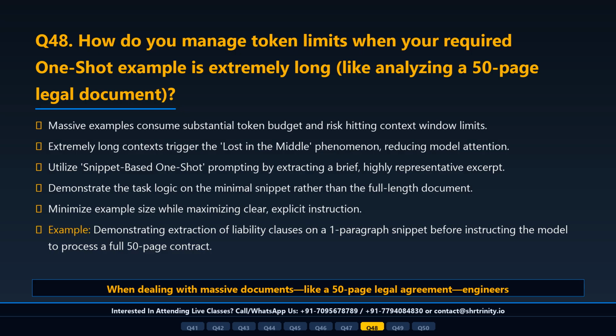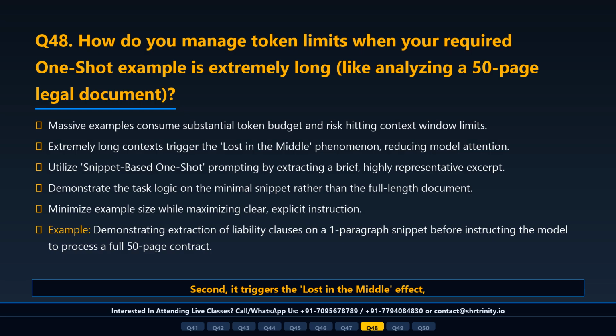When dealing with massive documents, like a 50-page legal agreement, engineers often fall into the trap of pasting an entire 50-page example into the prompt. This is a massive mistake. First, it inflates your token costs exponentially and drives up latency. Second, it triggers the lost in the middle effect, where the model's attention mechanism degrades because the core instruction gets buried in thousands of tokens.